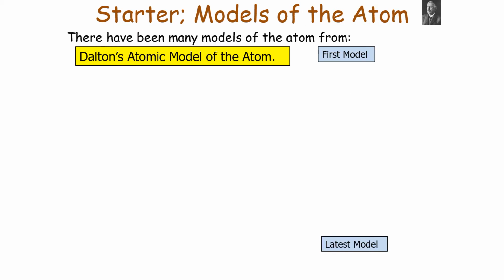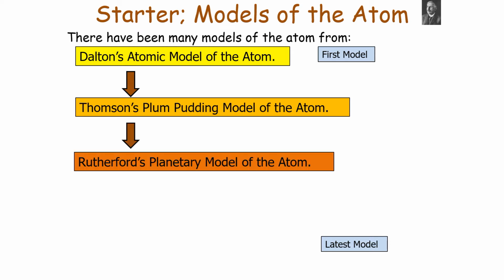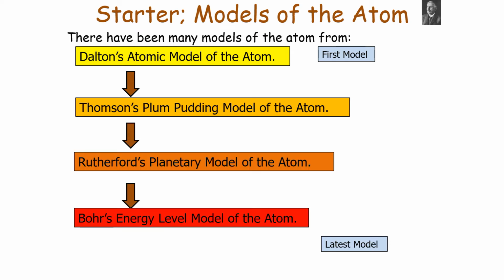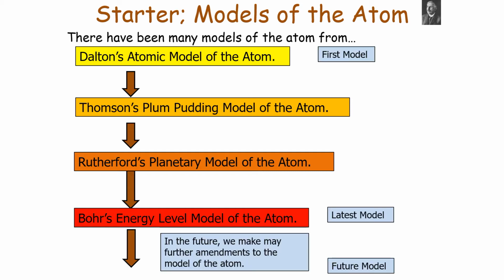There have been many models of the atom over time, from Dalton's atomic model to Thomson's plum pudding model, to Rutherford's planetary model, to Bohr's energy level model of the atom. It's important in science that we continually update our scientific models with the latest experimental data. So in the future we may make further amendments to the model of the atom.